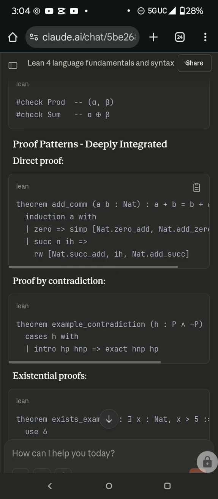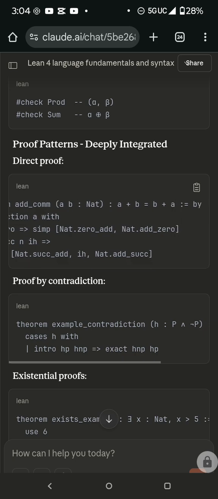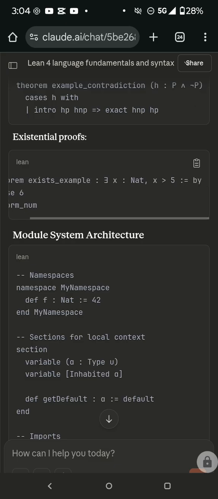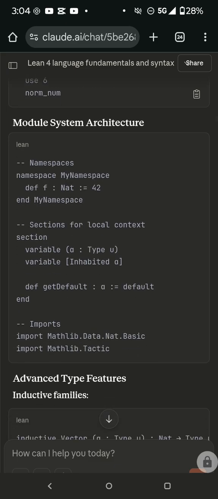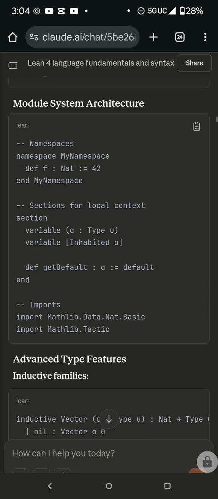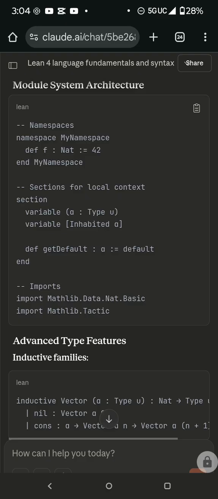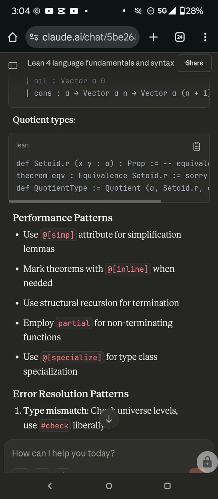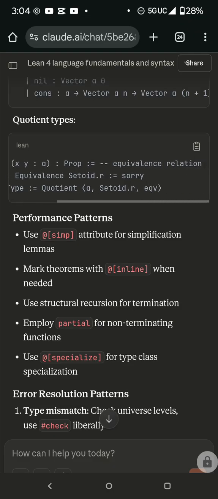It goes on to note that a direct proof, for example, can be made in this manner as shown. Proof by contradiction can be made in this manner, basically like this. Existential proofs like this, and further module system architecture. It notes the existence of namespaces and how they work, sections for local context and other things, imports like that. Having to import Mathlib is pretty much the thing that you do. Advanced type features, inductive families as shown. I guess this is a slightly more extensive review of what the basics would be. Quotient types as shown.